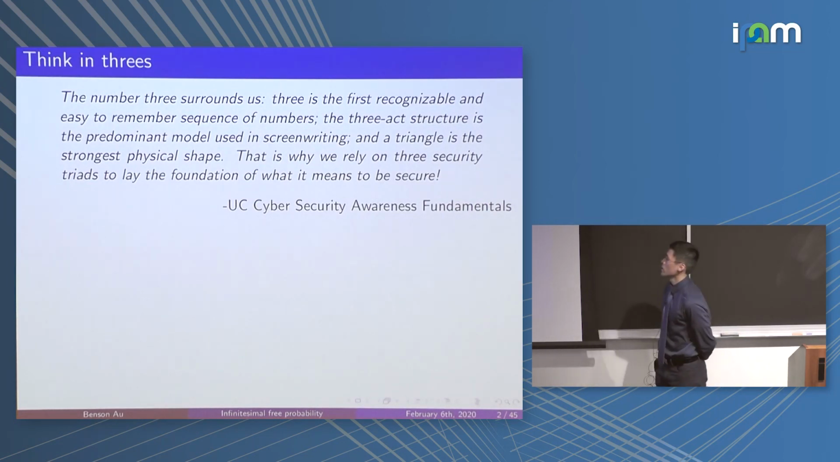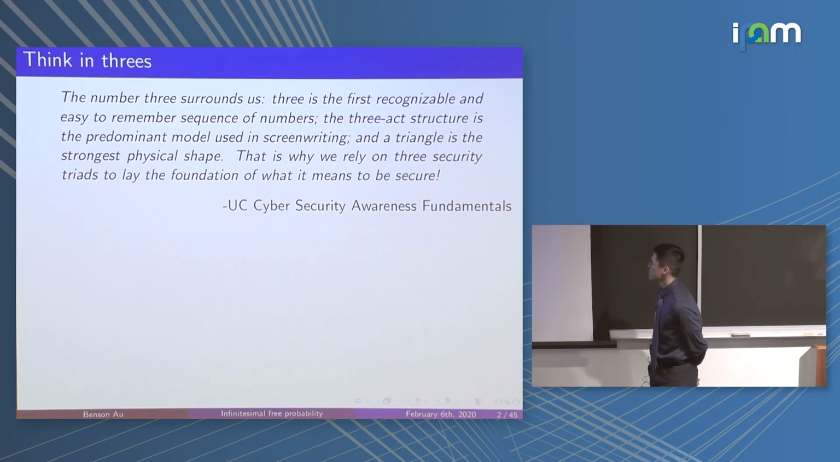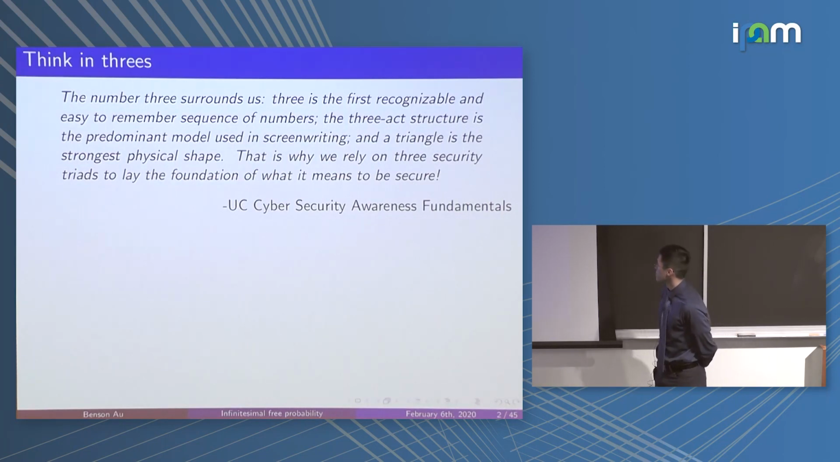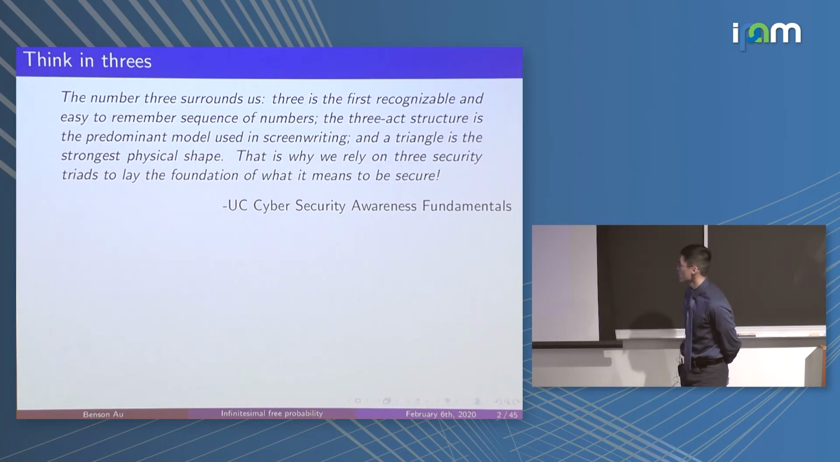The number 3 surrounds us. 3 is the first recognizable and easy to remember sequence of numbers. The 3-act structure is the predominant model used in screenwriting, and a triangle is the strongest physical shape. That is why we rely on 3 security triads to lay the foundation of what it means to be secure. So I thought that definitely got my attention.